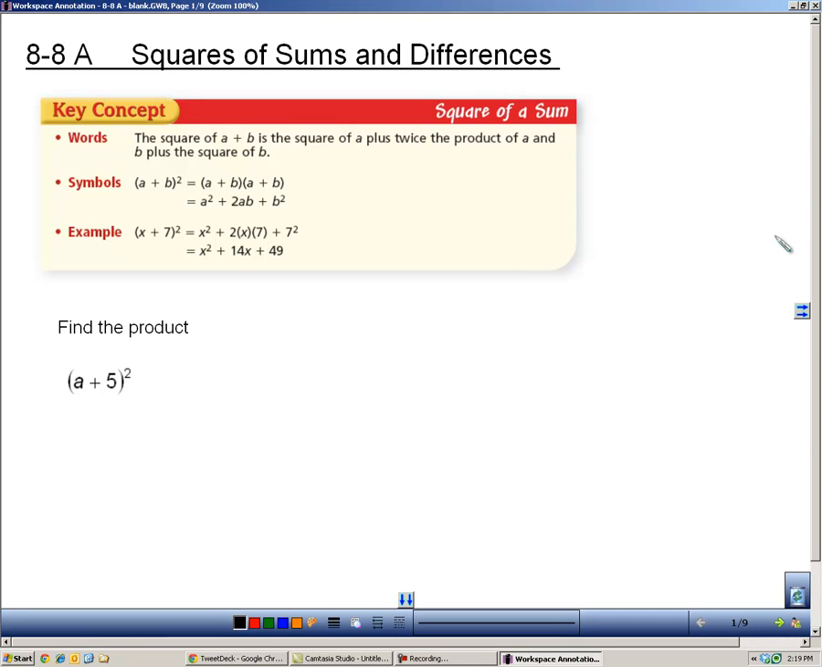Section 88A begins a couple sections about special products, products that have shortcuts with them that we can learn. And the first one we have here is called the square of a sum. I'm going to show you how that works, and then we're going to try it.